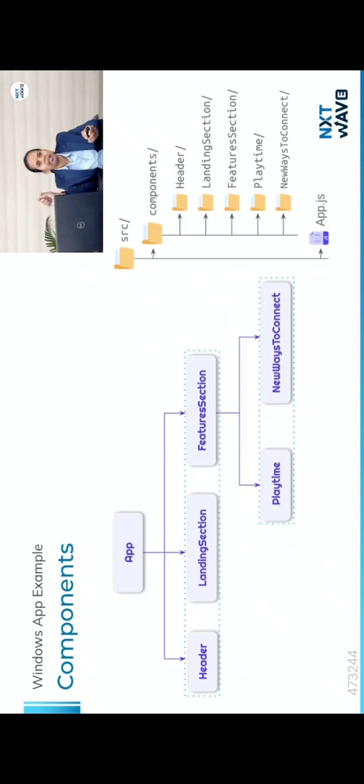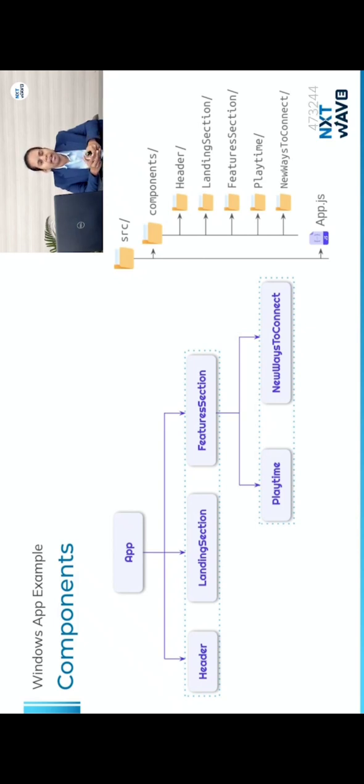Now to understand the hierarchy, within the app component we have the header, landing section and features section, and within the features section we have the playtime and new ways to connect. So this is the hierarchy of the current application. The initial code related to all these components is available for you. For each and every component, the corresponding code is already available. Once you do CCBP start, you will be able to look into the initial code of these components.